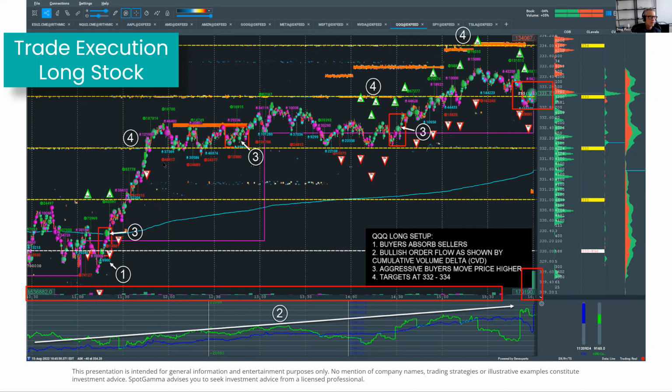So this red number here would indicate aggressive sellers, and the green number indicates aggressive buyers. So that's the sweeps indicator, and then the pink and the light blue, those are passive.